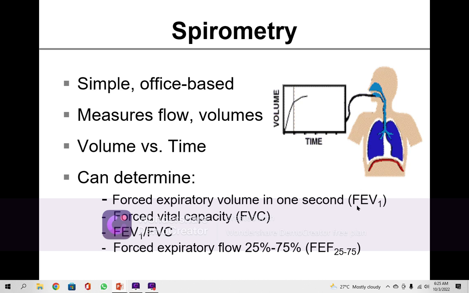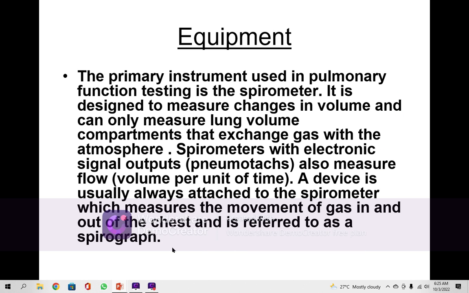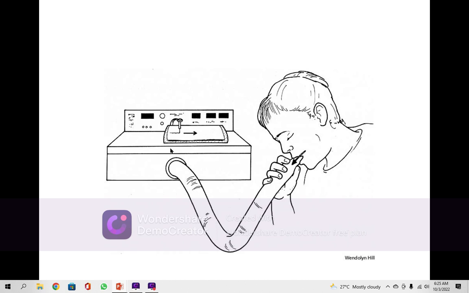It can detect the forced expiratory volume in 1 second, the forced vital capacity ratio will be calculated by a computer, and forced expiratory flow rate can be determined. Other parameters which are not written here should also be calculated. The equipment is simple, available electronically now, computerized. I don't want to discuss that. This is how we do it. In a sitting position, the patient will inhale and exhale, inhale and exhale. This is a graph paper which is moving here.